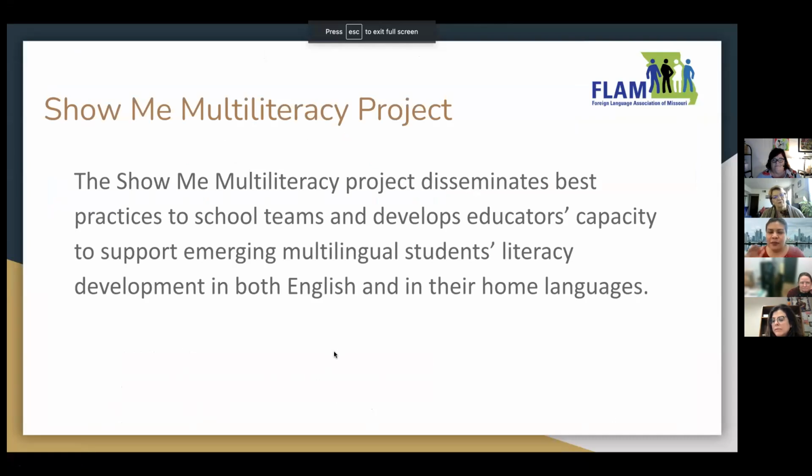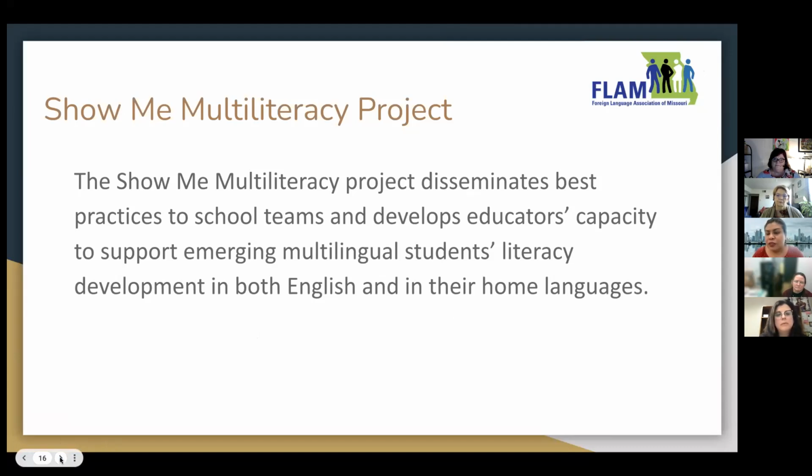So then, talking a little bit about the Show Me My Multiliteracy project, this is something I learned this year. And as I shared with you, our FLAM past president-elect, Jeff Lugari, is one of the persons working with the project. It's just, again, to disseminate best practices to schools and teams and develop educators' capacity. Again, we go back to the teacher pipeline. There is a shortage right now. What can we do to support our teachers, and how can we support English and also the languages spoken at home, which is so valuable?